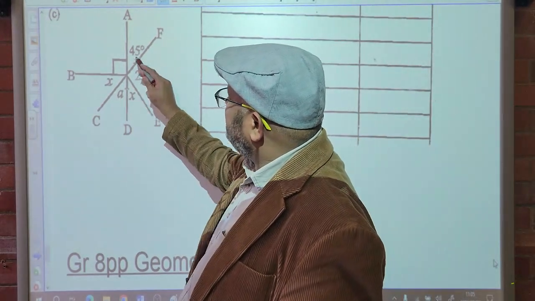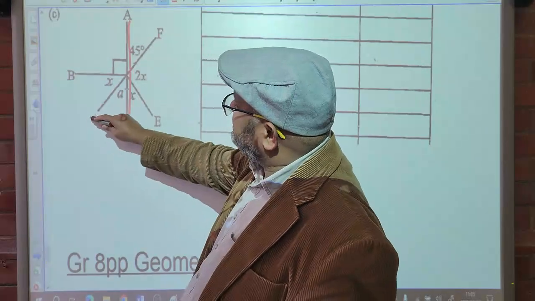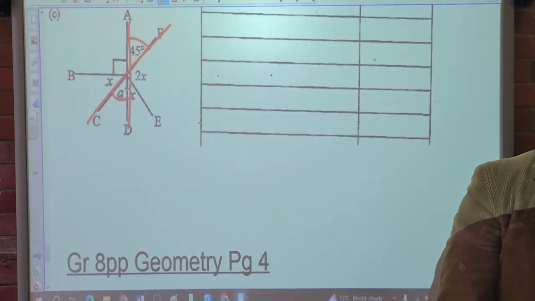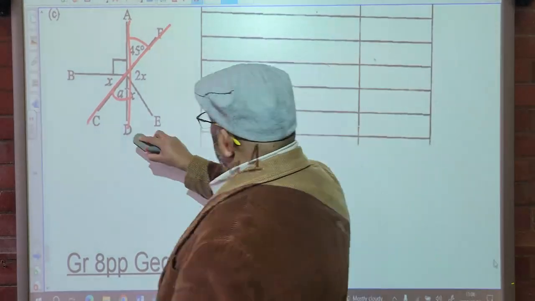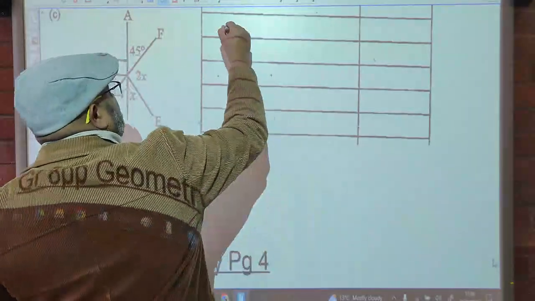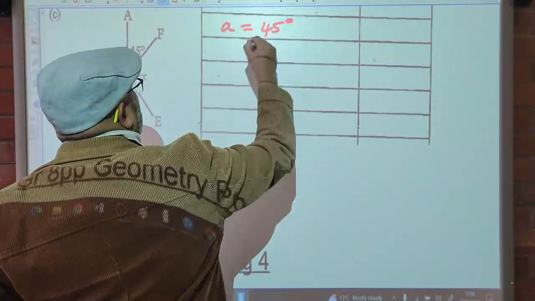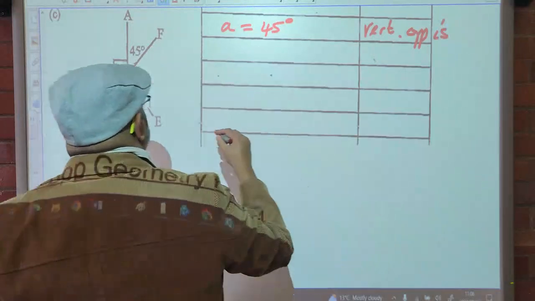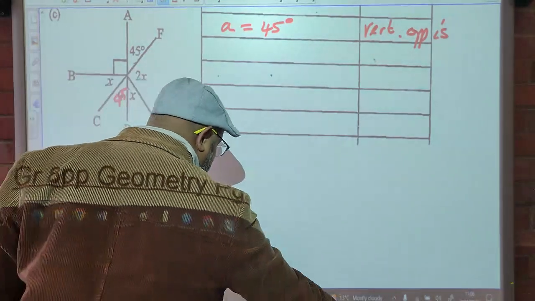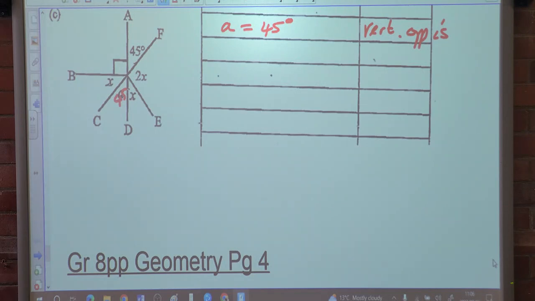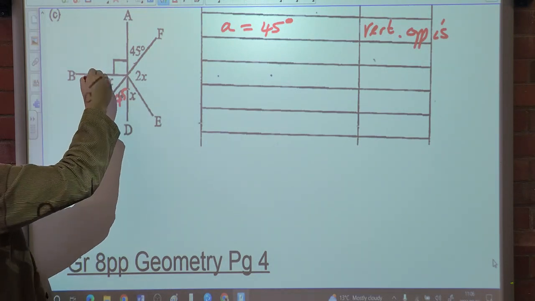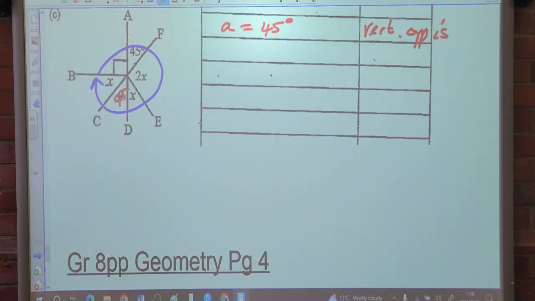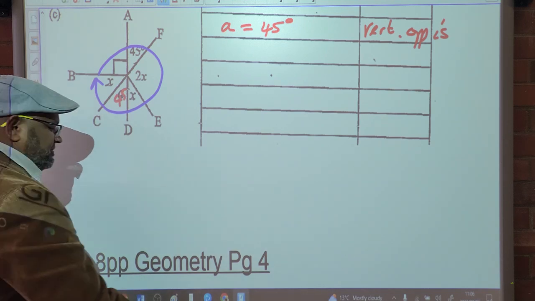Okay, so let's go here. We can calculate a. Why? Because of these two lines, the vertically opposite angles are equal. So we can start off by saying a is 45. Why is a 45 degrees? It's vertically opposite angles. So I put 45. I can now say 90 plus 45 plus 2x plus x plus 45 plus x equals 360. I can do that. So a is now determined as 45.